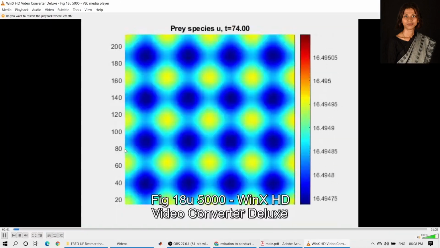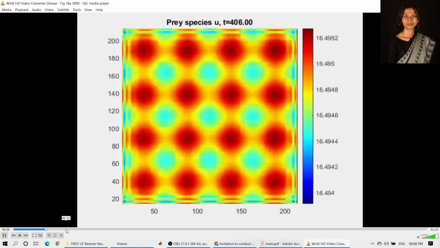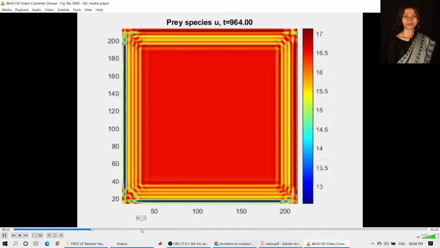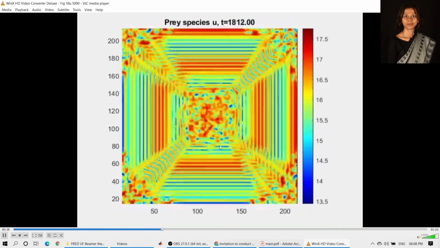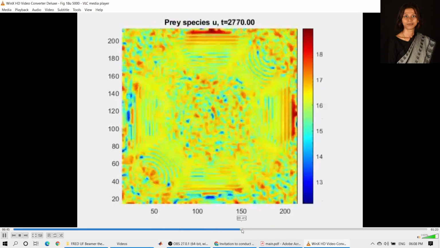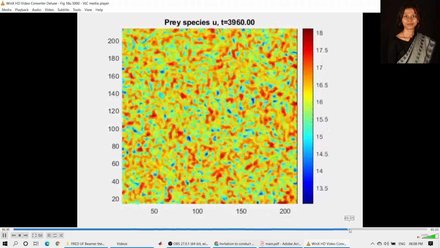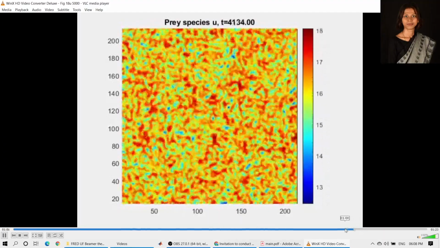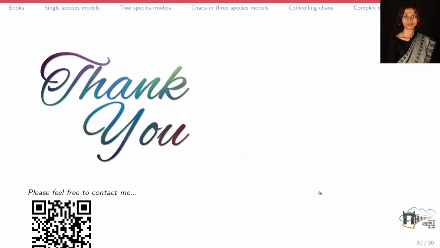Here we see that initially the prey species is distributed well throughout, but as the time increases, it starts taking a very regular form of distribution, and eventually we see a Turing pattern of the type presented in that figure. Further, it changes into a patchy type Turing pattern as seen here, which becomes stationary after time t equal to 4000. So we saw a very wide range of Turing patterns here.